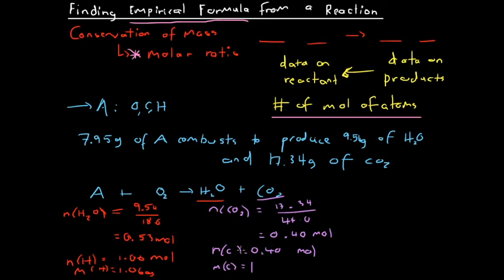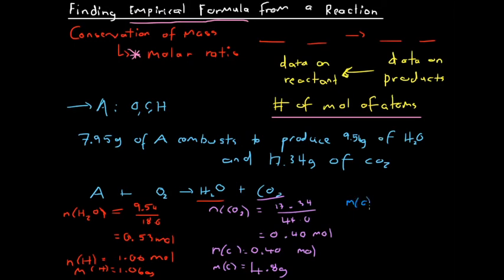We've got a slight mistake here. We've got 0.40 mole of carbon, and we know that the molar mass of carbon is 12, not 44. So we've got 0.4 times 12 is equal to 4.8 grams of carbon. So we know that in this 7.95 grams of A, we've got 1.06 grams of hydrogen, 4.8 grams of carbon.